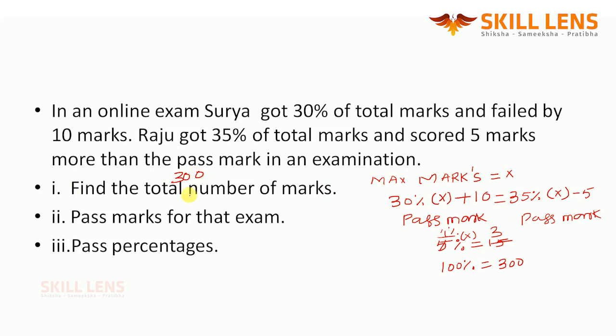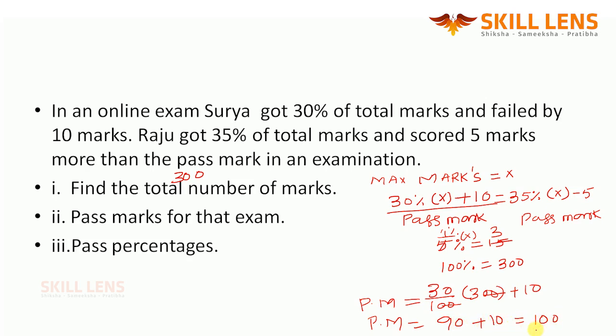Once you got 300, what is your next question? Pass marks for the exam. So what is the pass mark? This is the pass mark. What is the x value? 100% of x is 300. Then 30% means 30 divided by 100 of x, and x is 300, plus 10. If you calculate this, this is your pass mark. 30% of 300 is 90, plus 10. Yes, 100 is your pass mark.